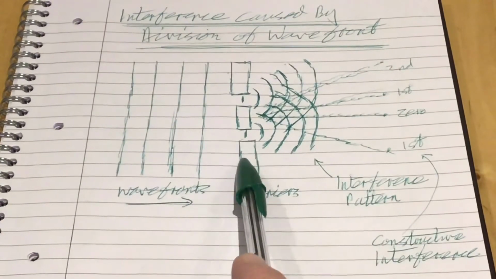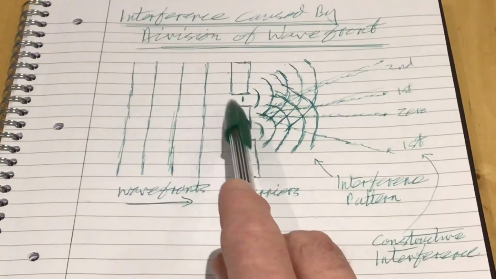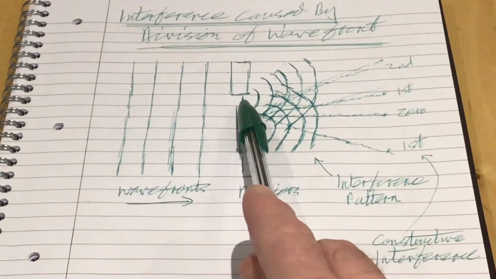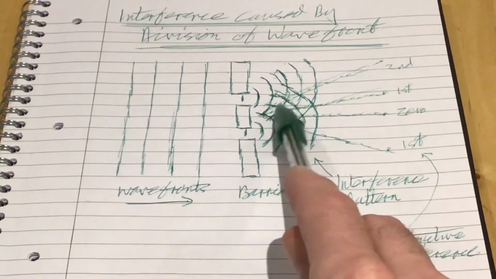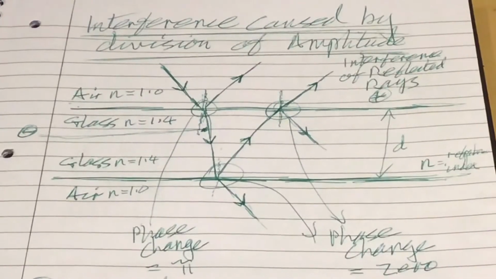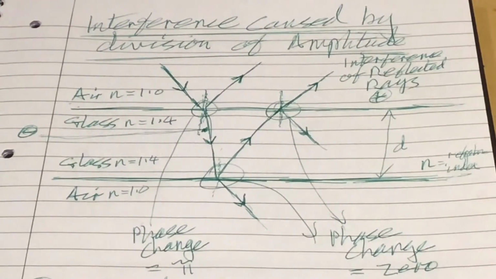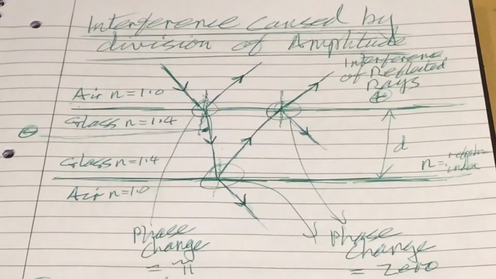So why is this division of wavefront? It's because the wavefronts are being divided up by having to pass through the barriers. So the wavefront is divided, interference patterns produced, and there we go. You learned all about interference by division of wavefront many moons ago, and this year we've added to that with interference caused by division of amplitude.